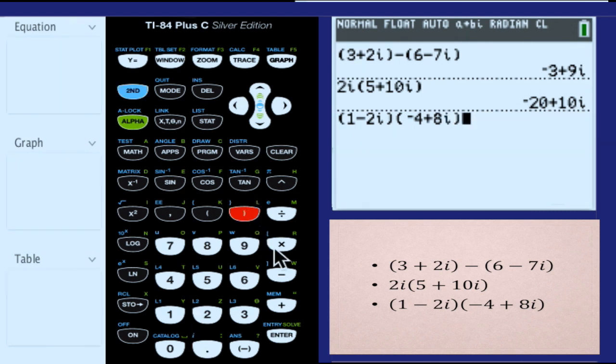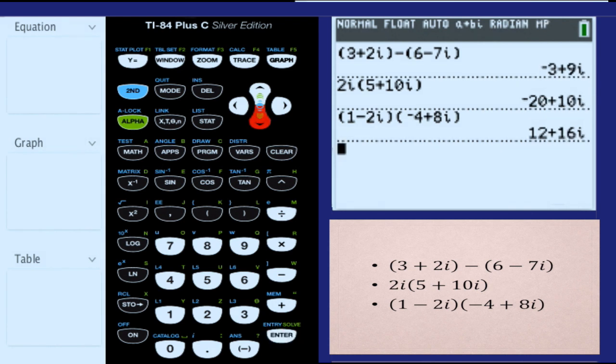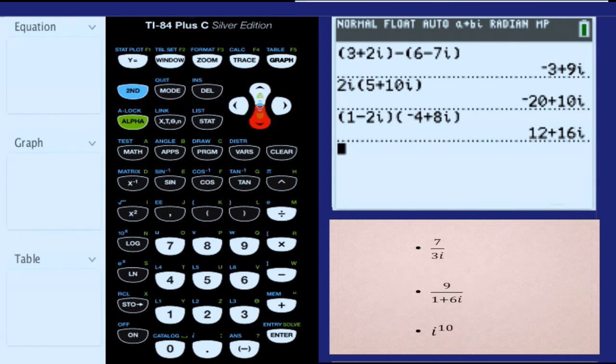Plus 8, now I, so we press second and then the I button and close the parentheses, and again the calculator will multiply and simplify by adding like terms and simplify the I squared, and there's your answer, 12 plus 16I. So when we multiply or add or subtract complex numbers, the calculator will do all the work for you. All you have to do is simply plug it in.